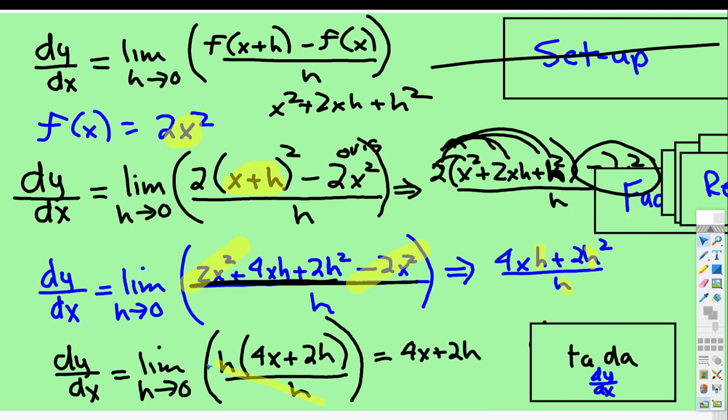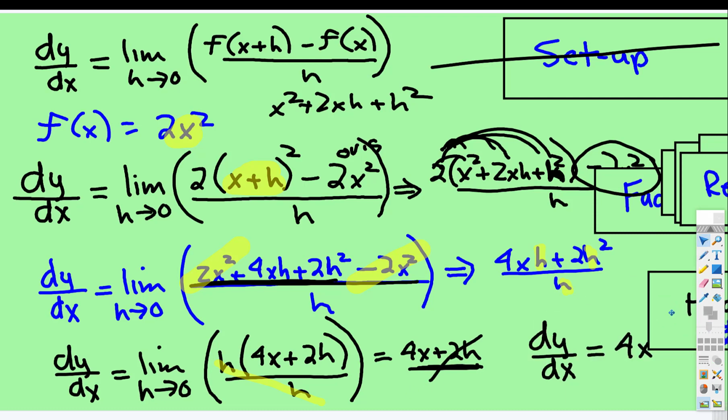Remember, we've done the limit process. Well, now that we have it down to this, for h, we can substitute 0. So 4x plus 2 times 0, that cancels. So the derivative function, dy dx, is equal to 4x. And then depending on where you're at on the graph, so if x is 1, the slope of tangent will be 4. If x is 2, the slope will be 8. You get the idea.